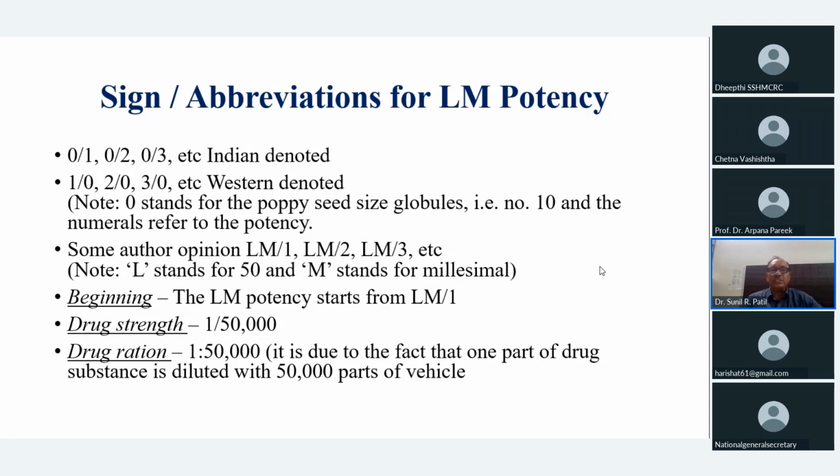Beginning the LM potency starts from LM1. Always choose the first potency first, and then you increase the potency if repetition occurs. For the first dose you give LM1. When the second dose is required, you see after how many days from the first dose. The drug strength is 1 by 50,000. 50,000 is the drug strength of the LM potency. The drug ratio is 1 by 50,000.